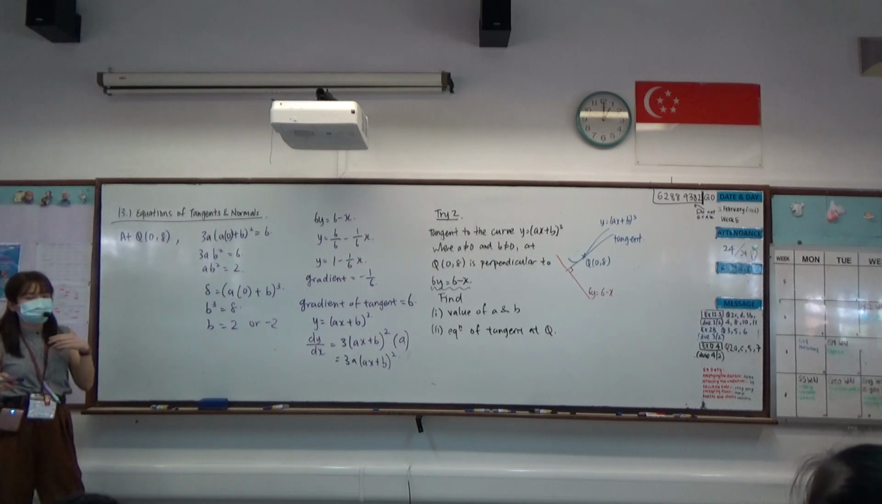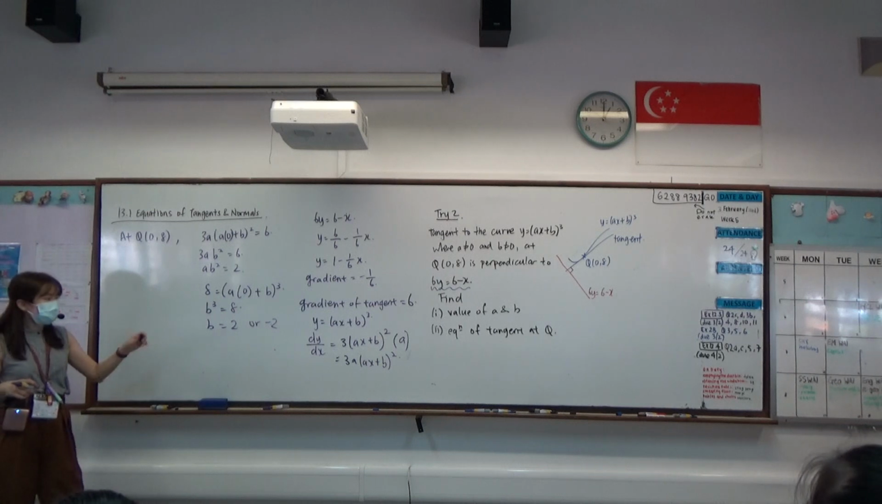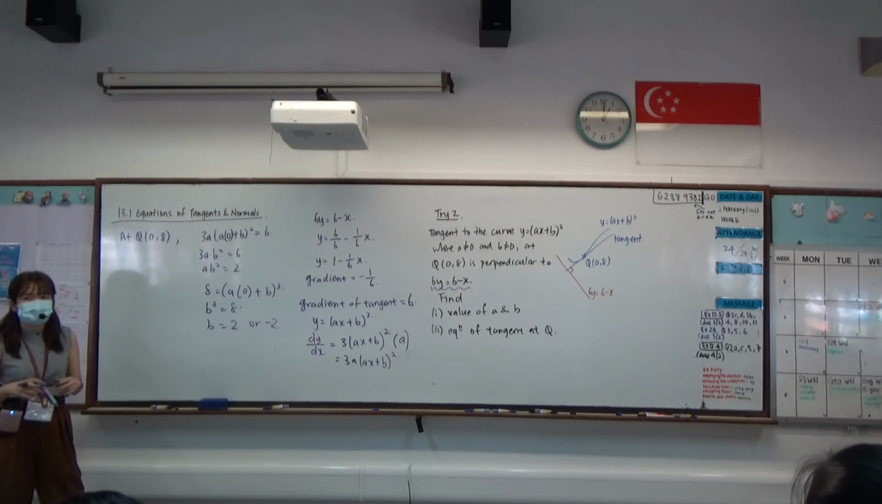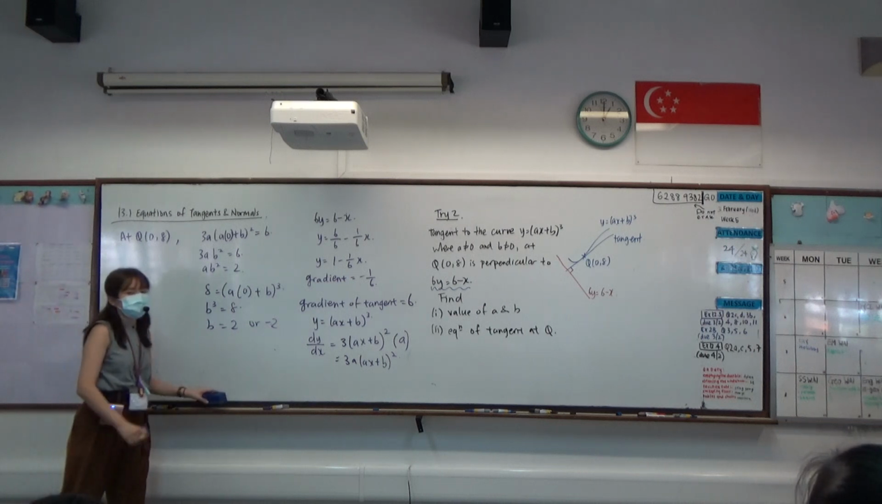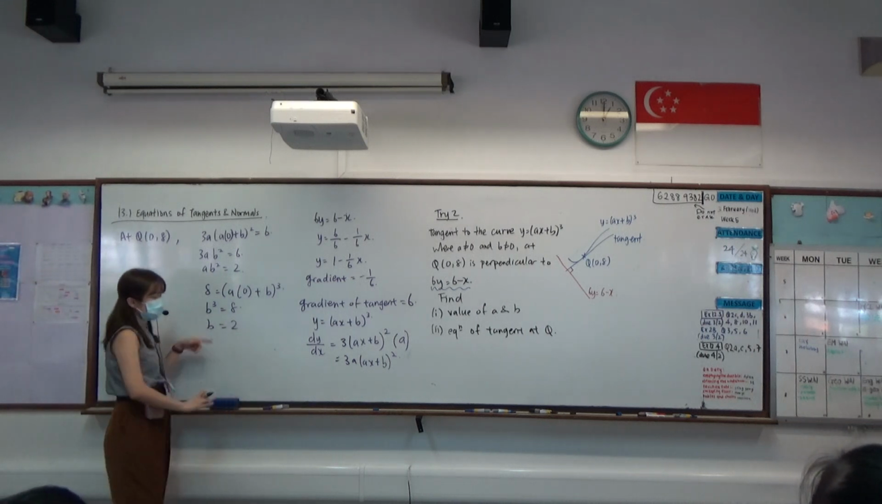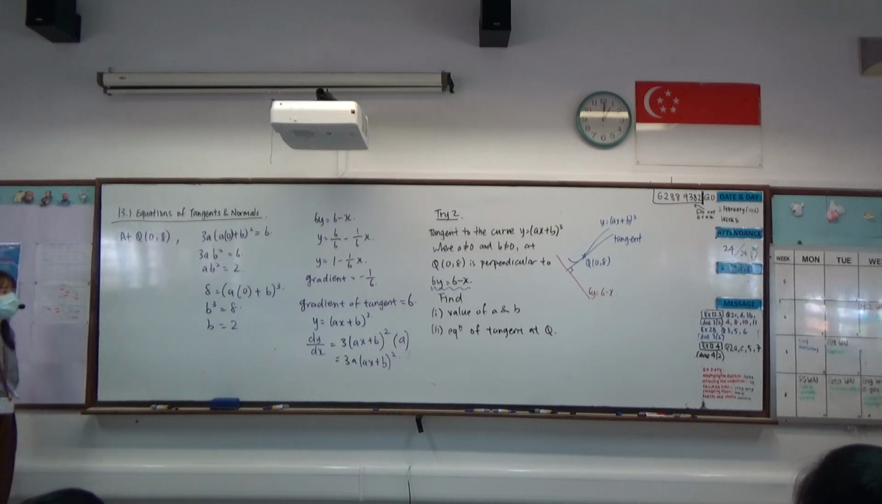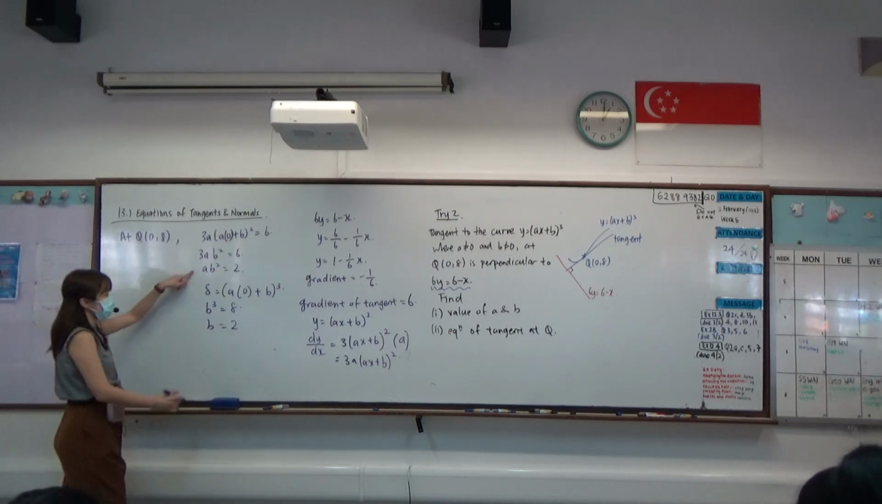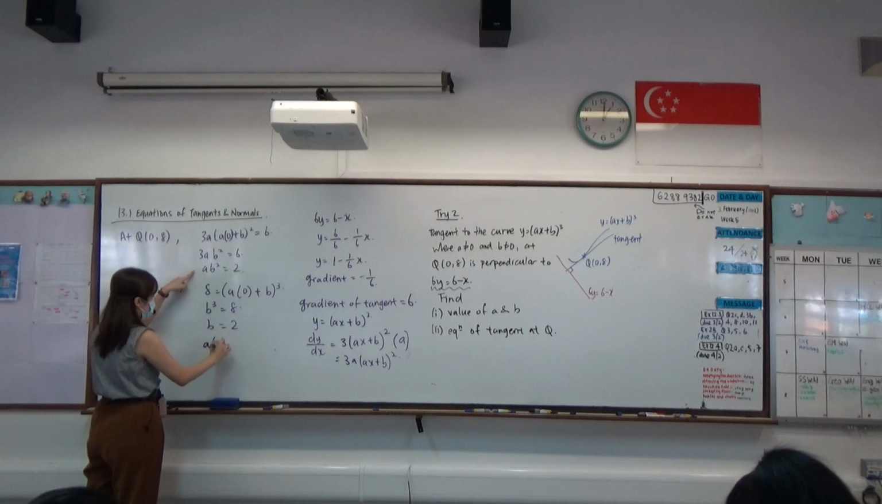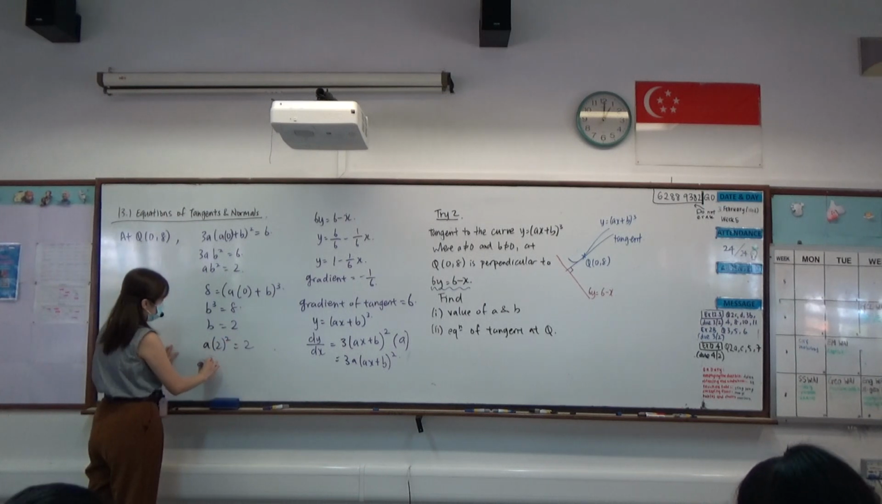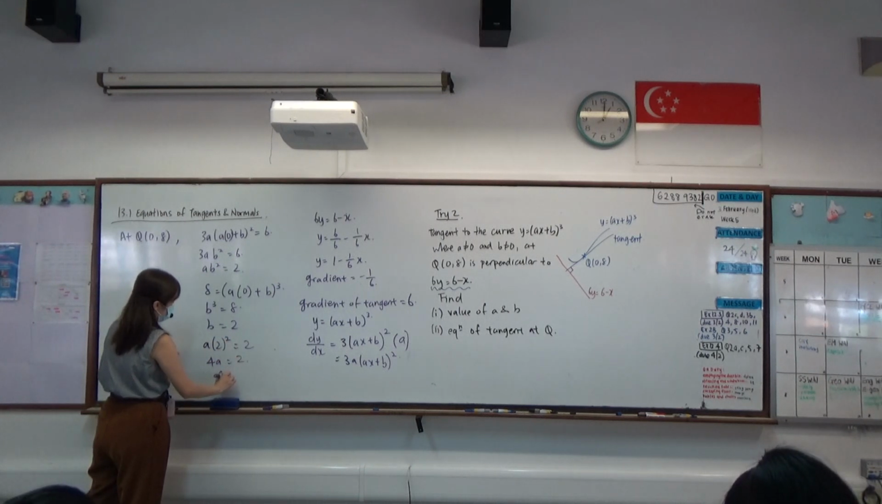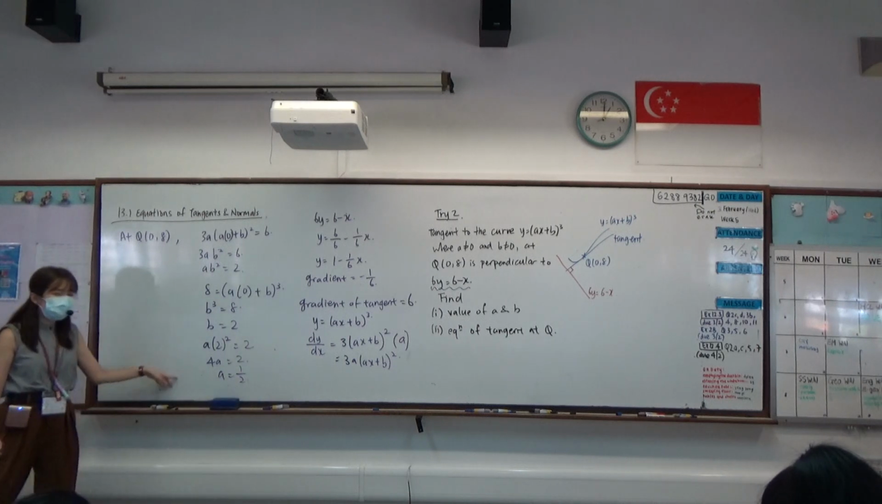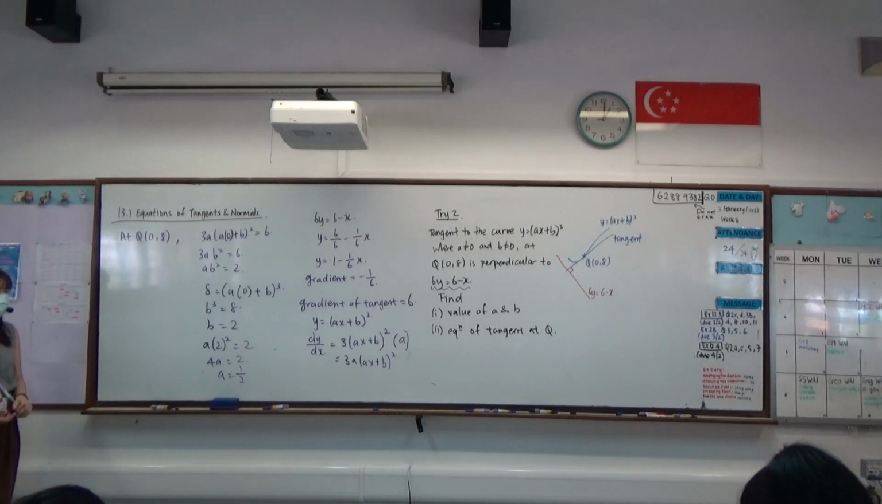Jared, what do you think? b cubed equals 8, so b is 2 or negative 2? 2 only, because taking cube root, not square root. So b equals 2, so a times 2 squared equals 2. So 4a is 2, a is half. So we find the values of a and b.